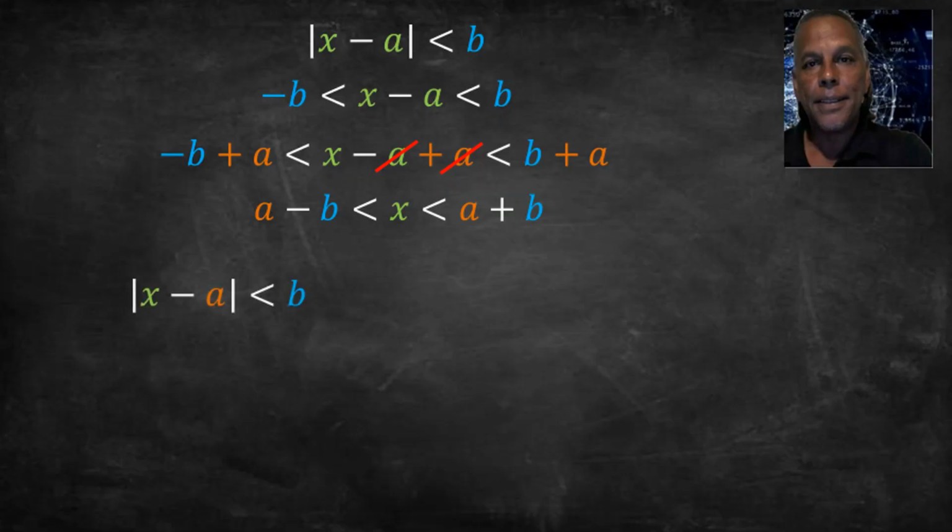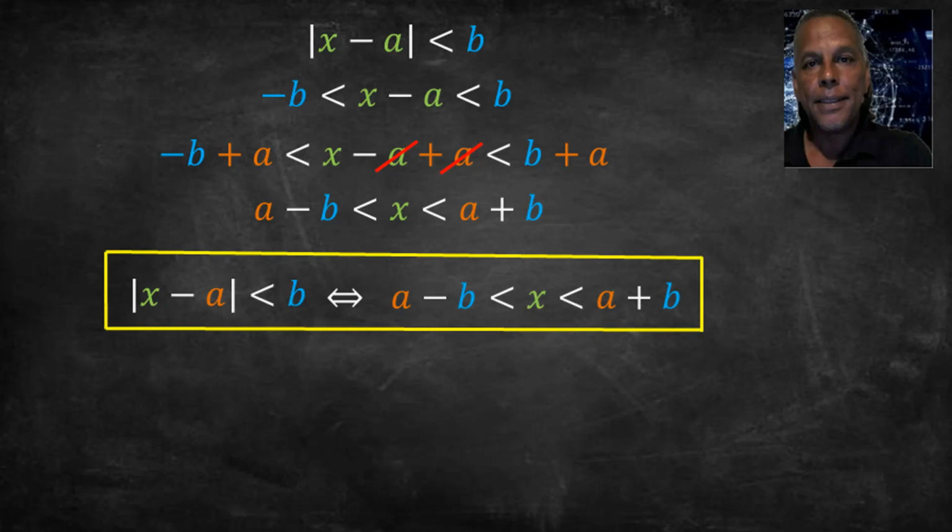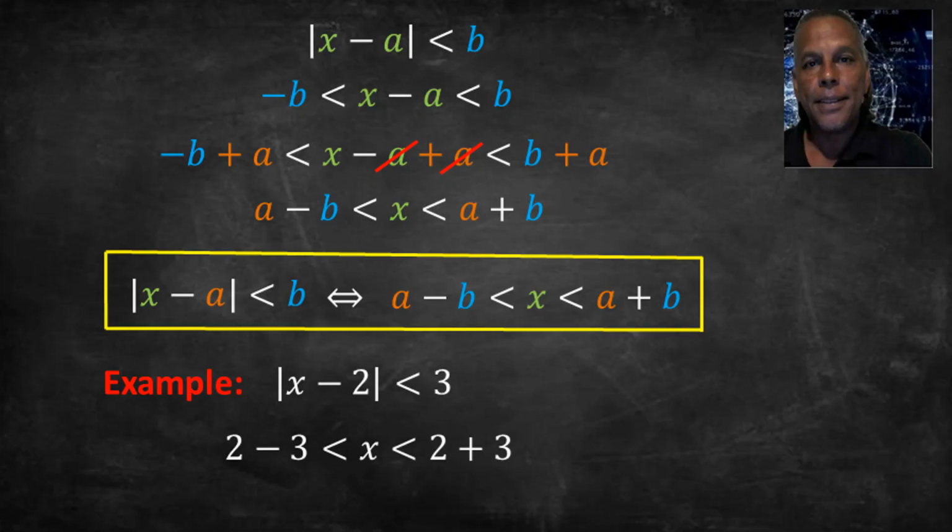In other words, the mod of x minus a less than b implies both ways that x is greater than a minus b, but less than a plus b. Let's look at an example. Let's say we want to solve the mod of x minus 2 less than 3. In this case, a is equal to 2 and b is equal to 3. So plugging into the above relation, we can see that x will be greater than 2 minus 3, but less than 2 plus 3. In other words, x will be greater than negative 1, but less than 5.